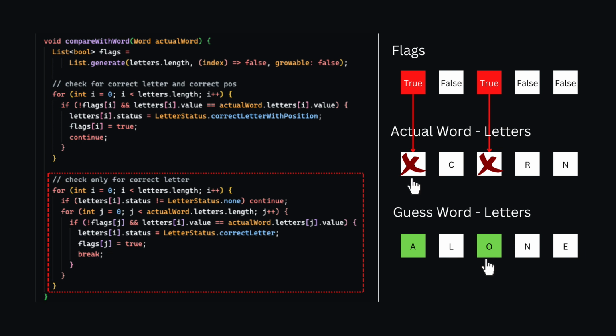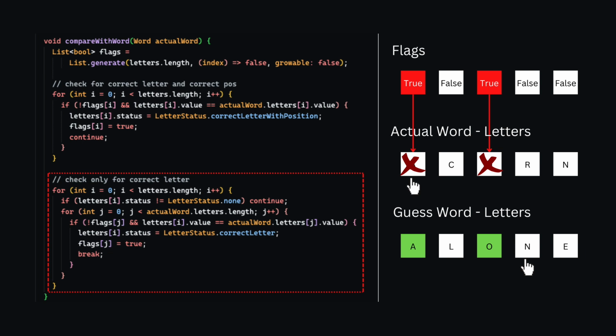Now moving on to the third letter from the guess word, we have the O, and this letter has the status correct letter with position, the same as the letter A, which is of course not the none status that we are expecting. So we'll move on to the next letter.